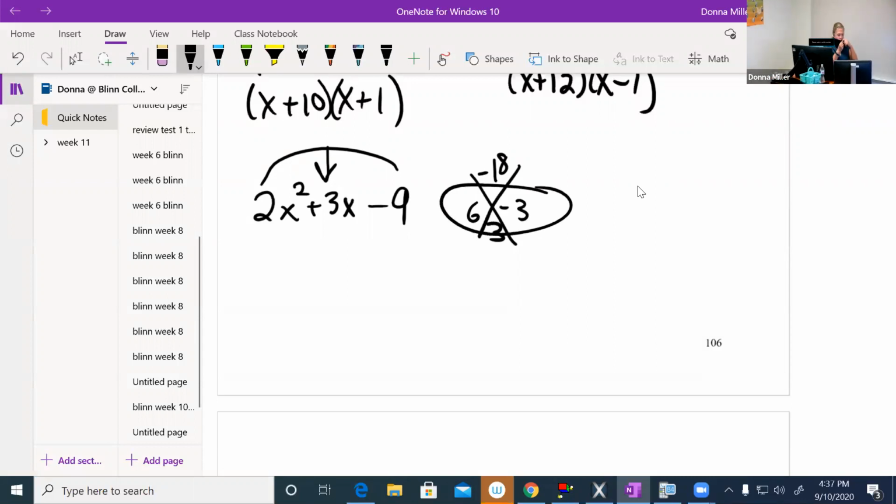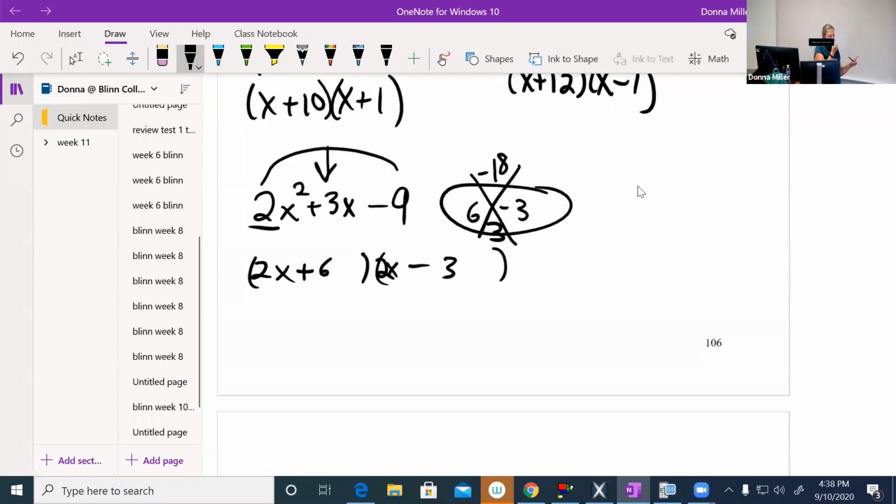I call this kill the copy. You're going to copy things down and you're going to kill the common factor. So you take the 2 in the front and copy it to the front of each set of parentheses. Instead of x and x, you're going to put a 2x and a 2x. Now, the way it is right now is wrong, but we're going to fix it. So you put 2x, 2x, then you write the factors down, plus 6 and minus 3. See what I did? I copied down the factors and I copied the 2.